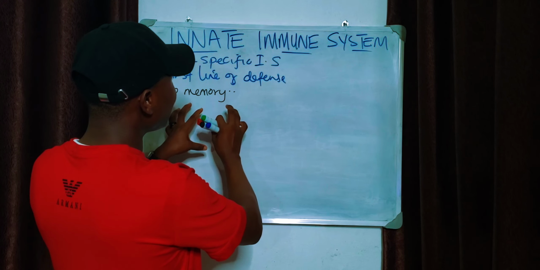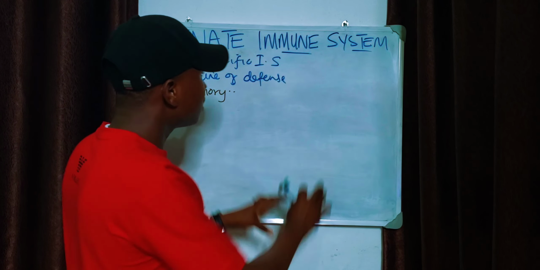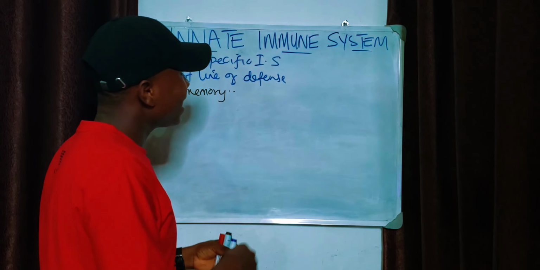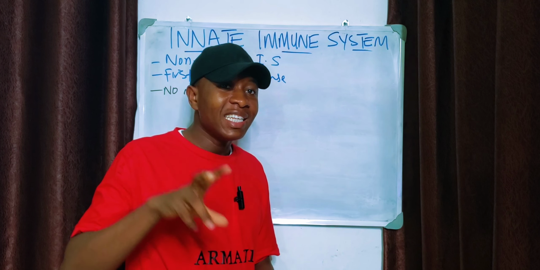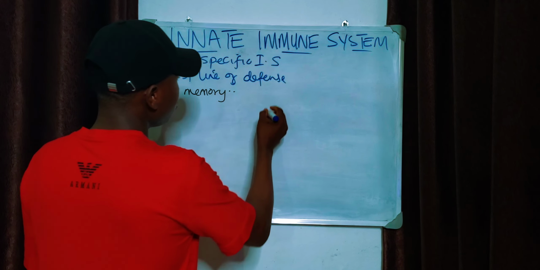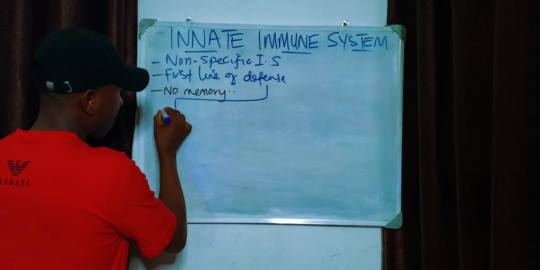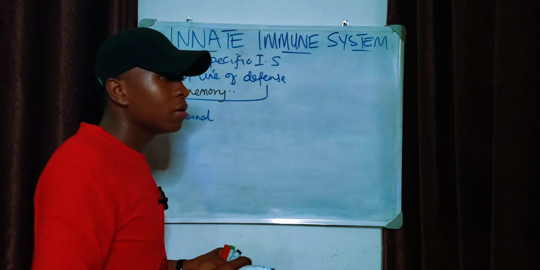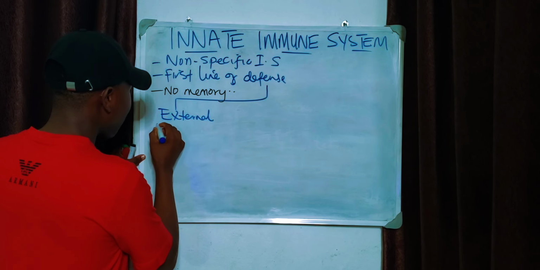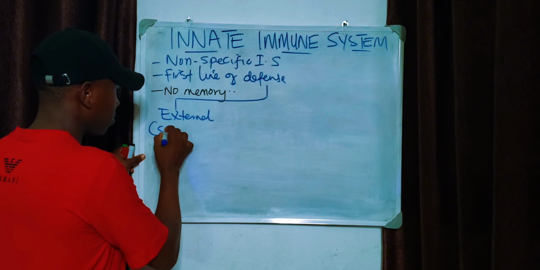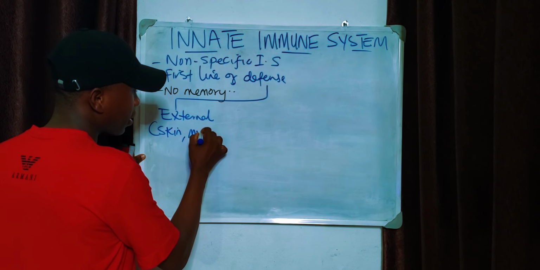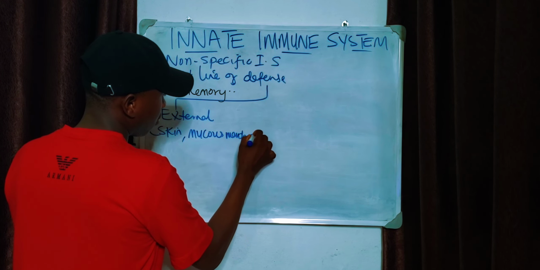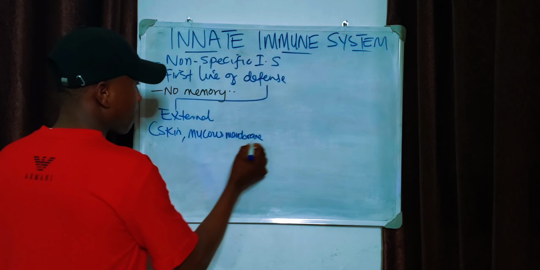Now, I would love to divide the innate immune system into two major parts. We have the external category and the internal category. The external is actually made up of the lines of defense. We have the skin and the mucous membrane.